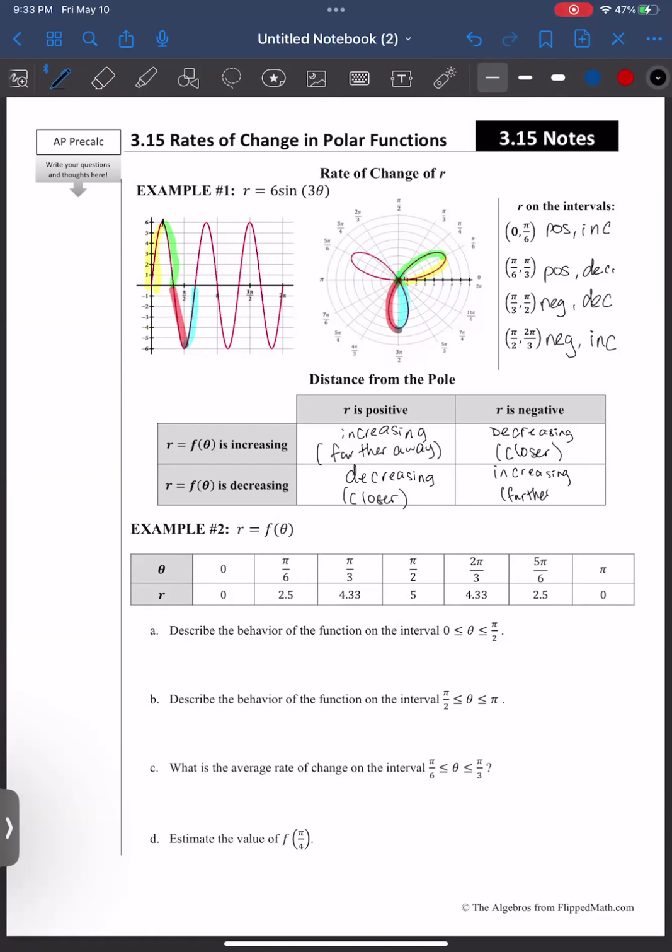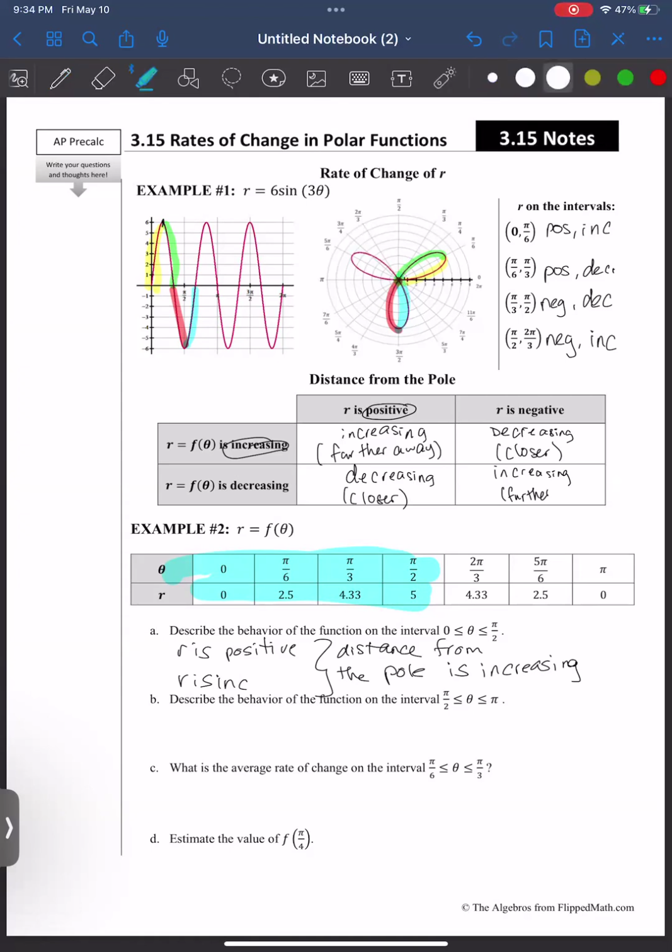Okay, so now I'm going to look at the chart. I have here example number 2. There's all my wonderful information spit out. The first thing says, describe the behavior of the function on the interval from 0 to pi over 2. So from 0 to pi over 2, this whole bit of information happening right here. What is happening? r is positive, and it's also increasing. So if I'm positive and increasing, my distance from the pole is also increasing.